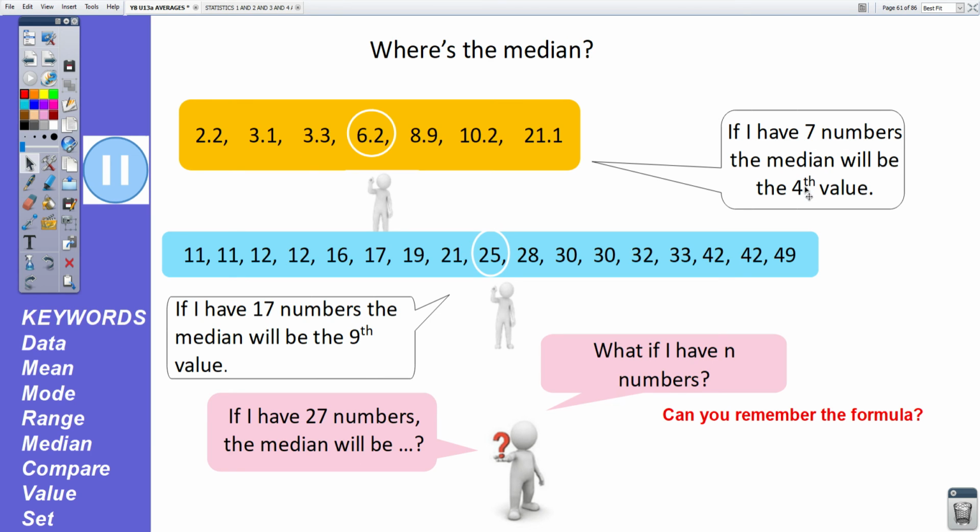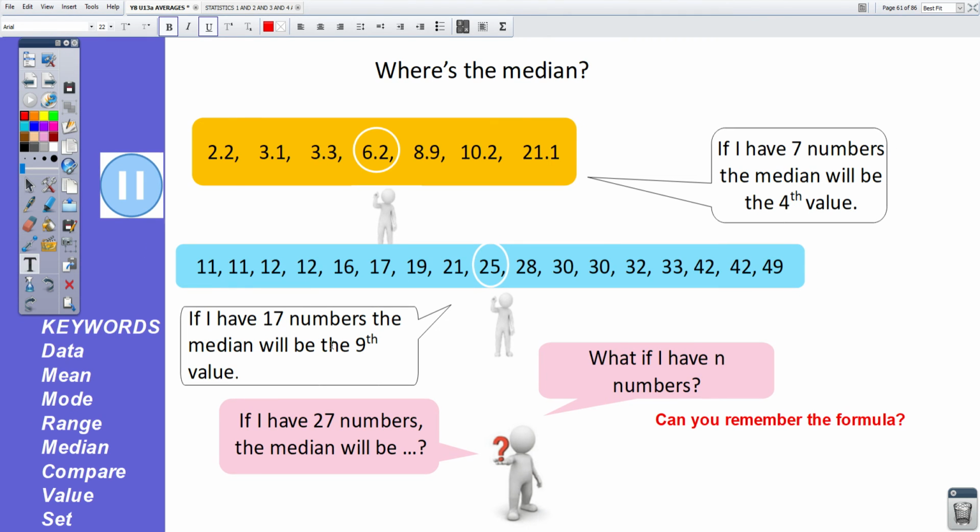7 numbers, the median is the 4th. 17 numbers, the median is the 9th. What's the relationship between 7 and 4, 17 and 9? How will I get the median? Where will the median be if there are 27 numbers? Well, if you can remember, we had 27, you add 1 to it, and then we divide by 2. 27 add 1 is 28, divided by 2 equals the 14th. The median will be the 14th value.